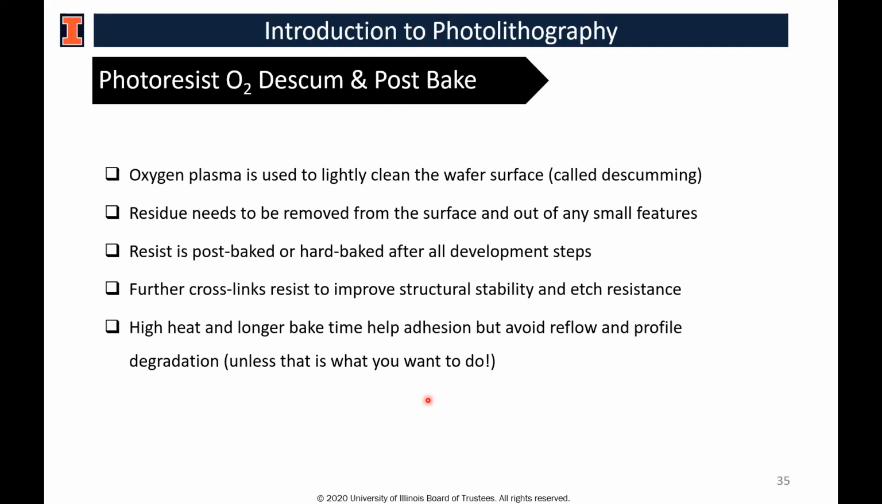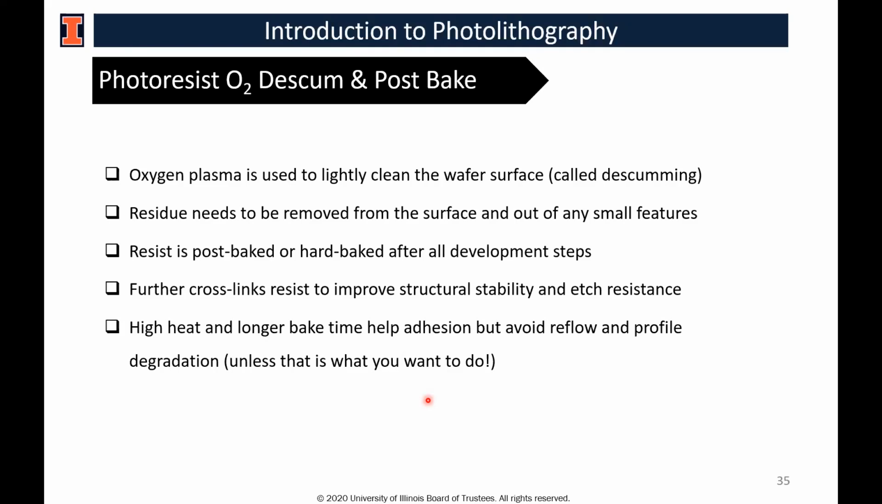So oxygen plasma here is used to lightly clean the wafer surface. It's called descumming, so the whole process is called oxygen plasma descum. Residue has to be removed from the surface and out of any small features such as crevices or gaps. After that, the photoresist can be post-baked or hard-baked. Further crosslinks of molecules inside the resist can improve the structural stability and etch resistance.